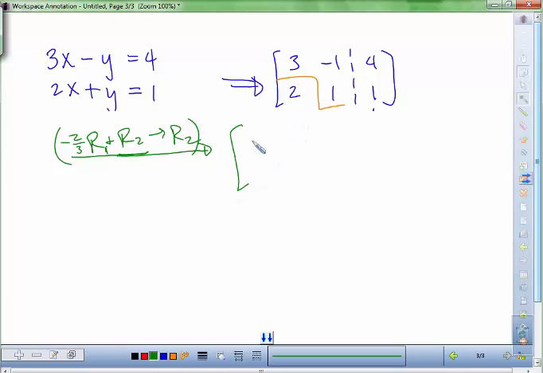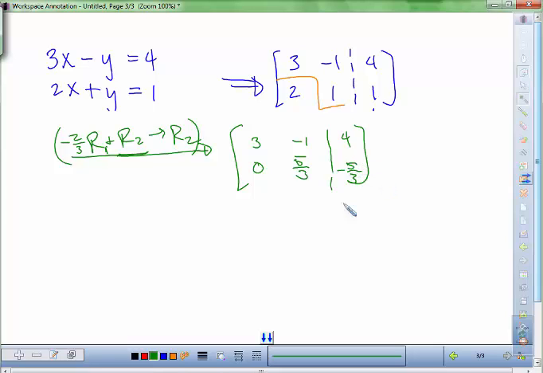And what that's going to give us is no change in the first row. But the second row now, if we multiply 3 by 2/3 and then add it to 2, we get 0. If we multiply this by 2/3, this will be positive 2/3. Add it to 1, that would be 5/3. And then this would be negative 8/3 plus 1, which is negative 5/3.